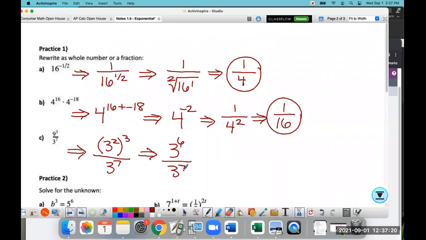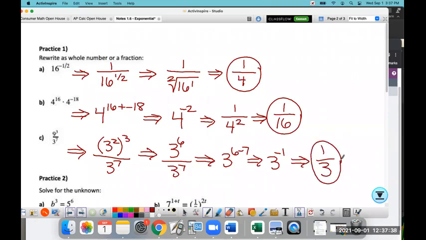I have the same base being divided, so I'll go ahead and subtract the powers, which gives me a 3 to the negative 1. To make that a positive 1, I'll put the 3 in the denominator. And you can write the positive power of 1, but I'm going to skip it.